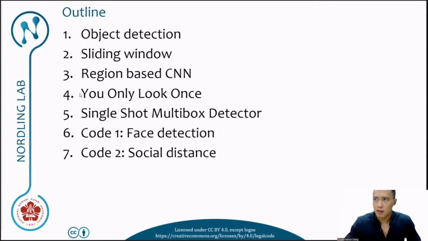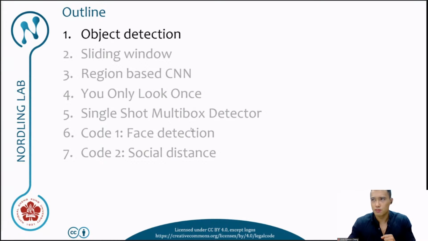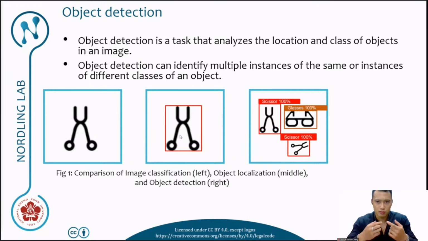So let me start by explaining what is object detection, right? And how people have evolved from the most rudimentary approaches to what we have today, which is considered state of the art, which is You Only Look Once, YOLO, and Single Shot MultiBox Detector. So let's start by explaining, okay, what is object detection? Because when we detect faces, we want to detect an object, and the object in this case is the face. So object detection is a task that analyzes the location and class of objects in an image.